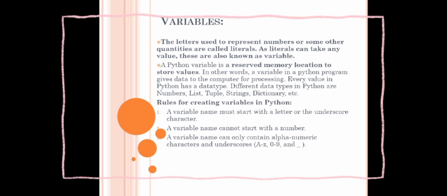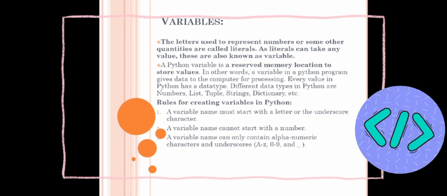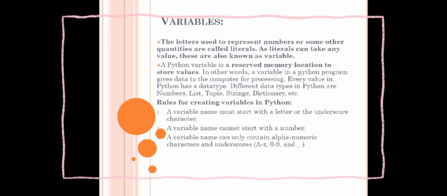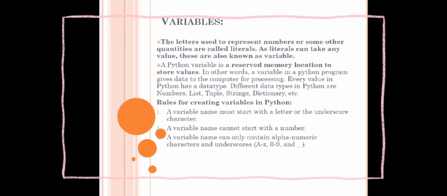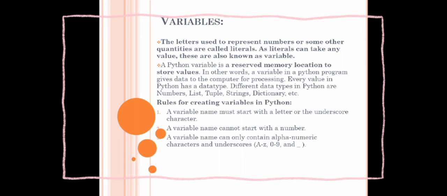Variables. The letters used to represent numbers or some other quantities are called literals, as a literal can take any value. These are also known as variables. A Python variable is a reserved memory location to store a value. In other words, a variable in a Python program gives data to the computer for processing. Every value in Python has a data type. Different data types in Python are number, list, tuple, string, dictionary, etc.